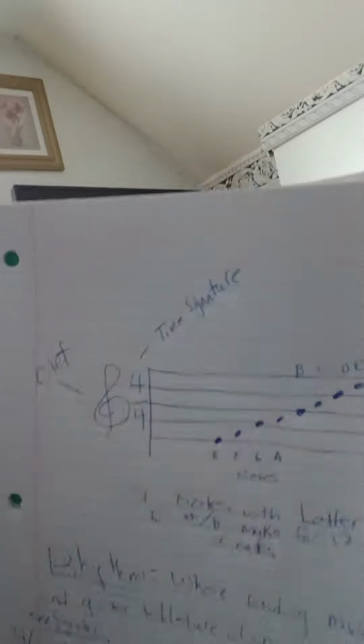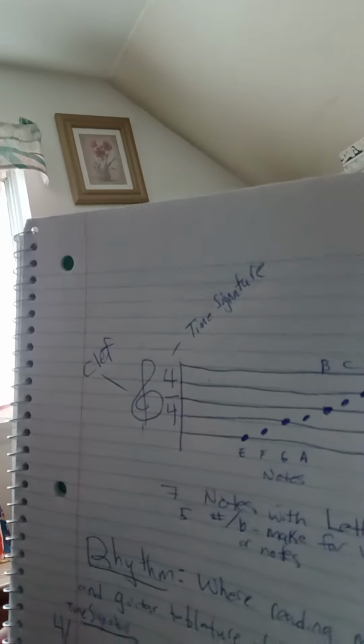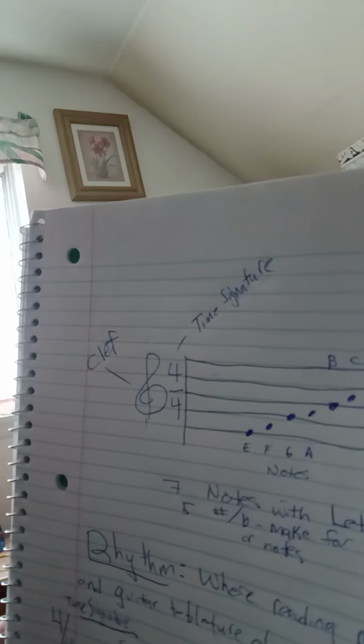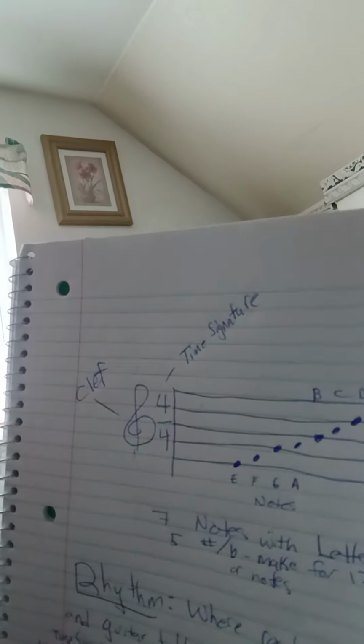And these are going to be divided. I'm going to go back to my drawing here. You'll see up there that funky G looking symbol, that's called a clef. So this is a treble clef. The 4/4 is a time signature.